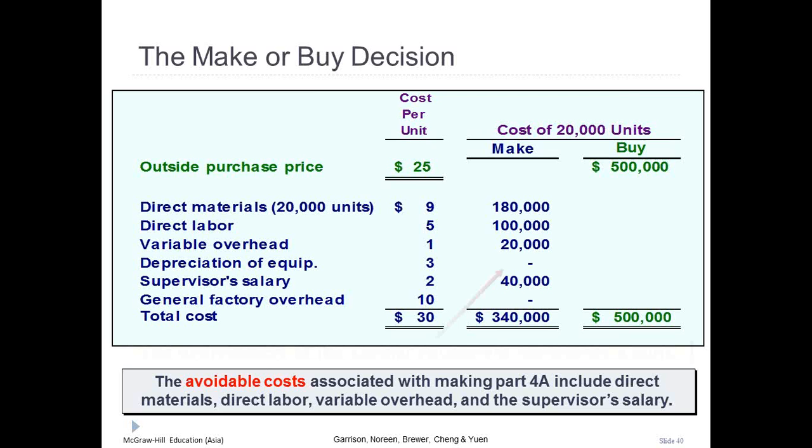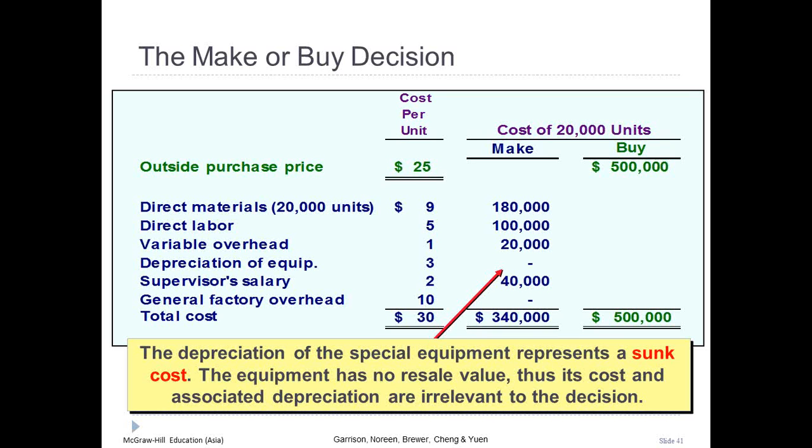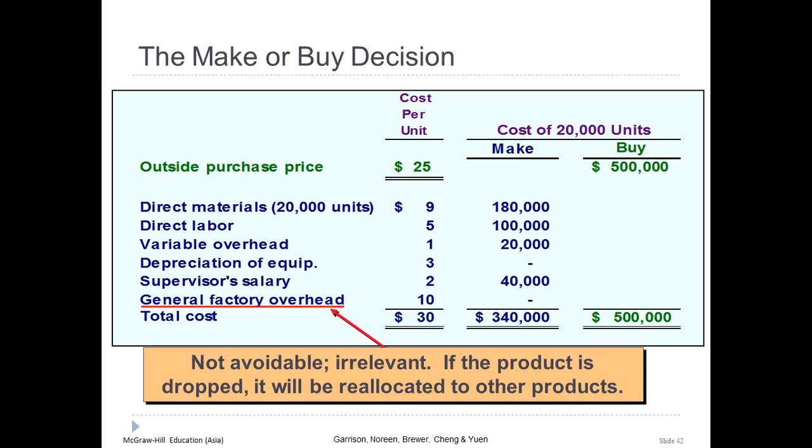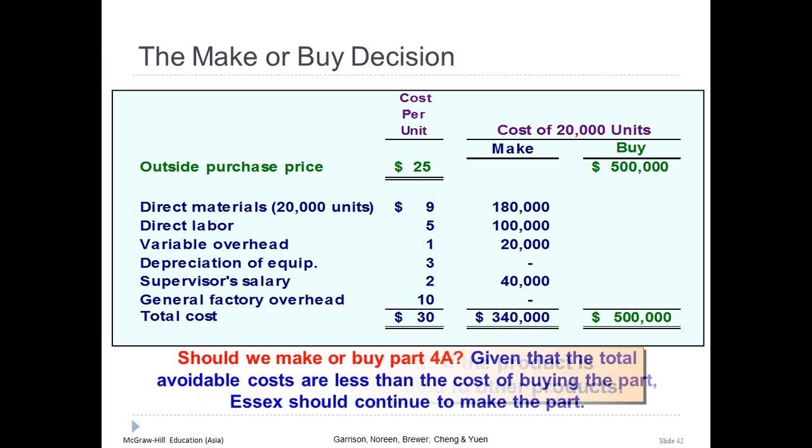The depreciation of special equipment represents a sunk cost. Furthermore, the equipment has no resale value, thus the special equipment and its associated depreciation expense are irrelevant to the decision. The general factory overhead represents future costs that will be incurred regardless of whether Essex makes or buys Part 4A. Hence, it is also irrelevant to the decision. The total avoidable costs of $340,000 are less than the $500,000 cost of buying the part, thereby suggesting that Essex should continue to make the part.